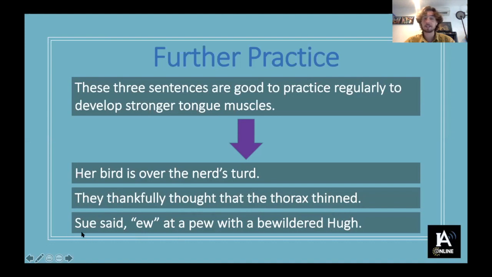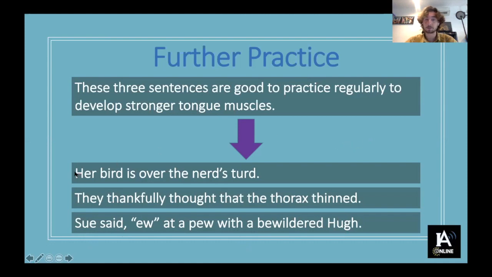So last one. This works on the oo sound or the u sound. Sue said ew at a pew with a bewildered hue. Sue said ew at a pew with a bewildered hue.